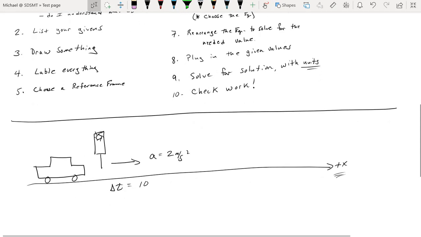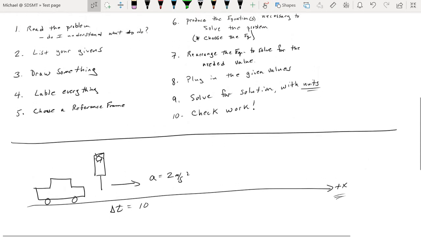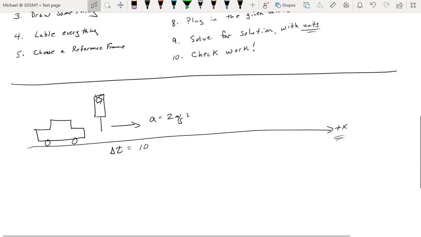And so now I have to choose the appropriate equation that will allow me to solve for something. Well, I haven't even asked what I want us to solve for yet. So let's find the value of the final velocity at the end of the 10 seconds, and I also want to know how far the car has displaced from the stoplight during those 10 seconds.